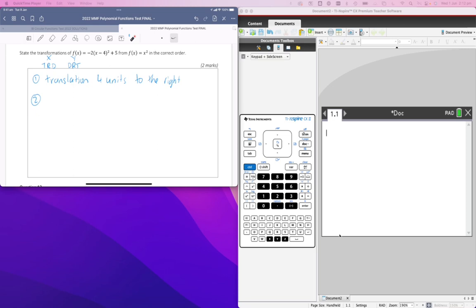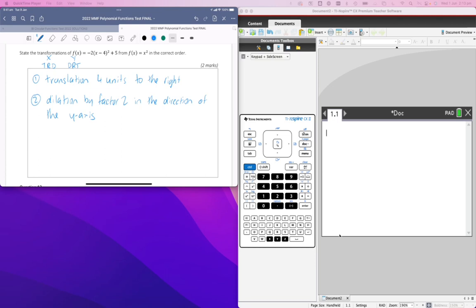Is there a dilation? Yes, there is. The whole function has been dilated by 2. So I would go a dilation by factor 2 in the direction, well, it's going to be stretched. And the stretch happens parallel to the y-axis. So it's in the direction of the y-axis, like so. So that's the dilation done.